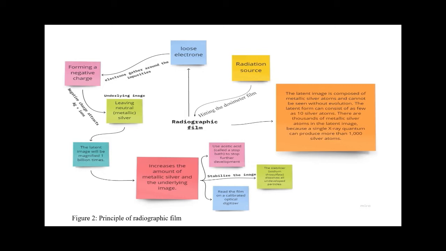Development increases the amount of metallic silver and the underlying image. Use acetic acid, called stop bath, to stop further development. Read the film on a calibrated optical digitizer. Stabilize the image. The stabilizer, sodium thiosulfate, dissolves all undeveloped particles.